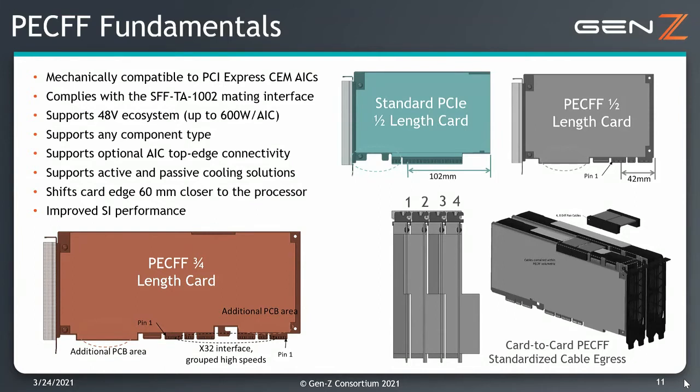We talked earlier about the SI performance of the connector. There's also been design focus on the PECKFF cards, moving the edge cards 60 millimeters closer to the processor, which shortens trace lengths, reduces the need for retimers from an SI standpoint, and eliminates or minimizes the need for exotic PCB materials, which adds burden cost to OEMs in this space. So these, among any number of other factors, allow for improved SI performance, as well as routing up to 64 high-speed differential pairs between the PECKFF cards and the motherboards that they plug into.